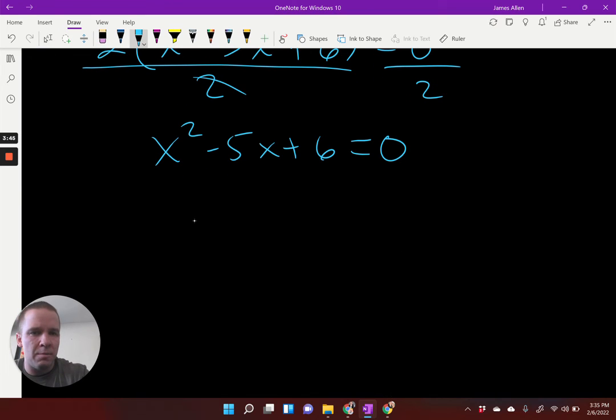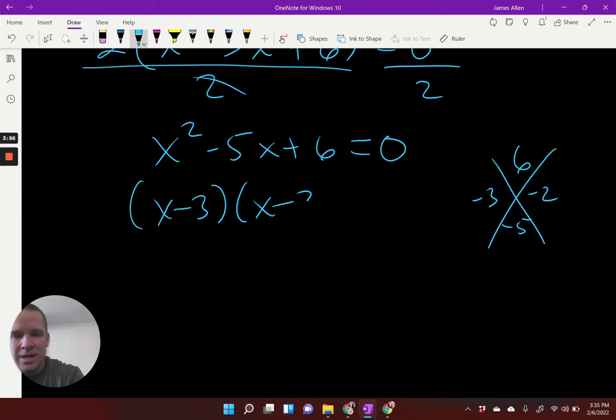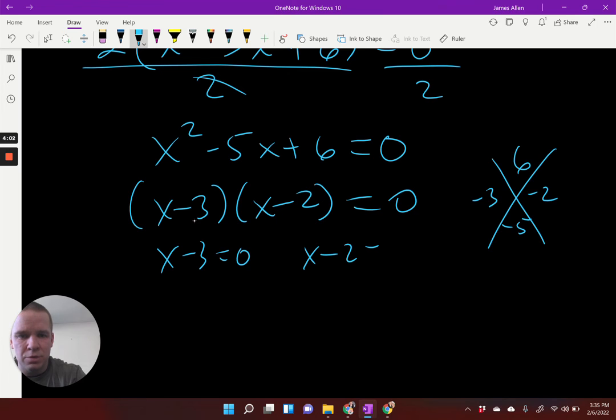So once again, I'm going to multiply to 6 but add to -5. That's going to be -3 and -2. That multiplies to positive 6 but adds to -5. So I have x minus 3 and x minus 2. Whew, that's awesome. So I got x minus 3 equals 0, x minus 2 equals 0, and I'll get x equals positive 3 and x equals positive 2.